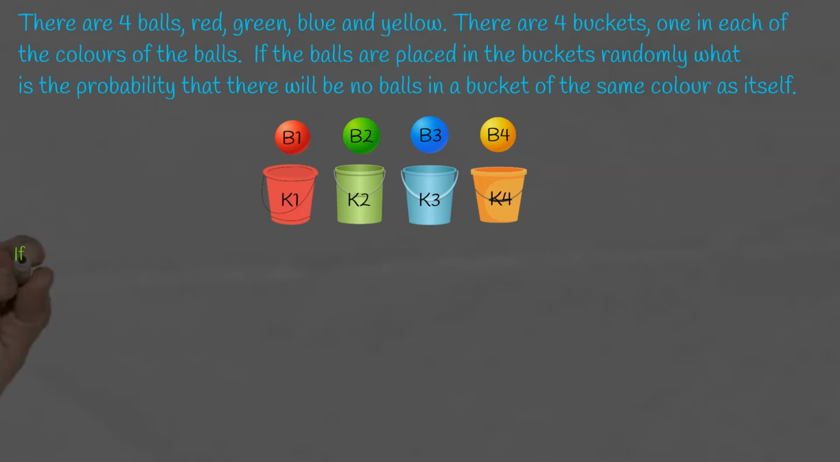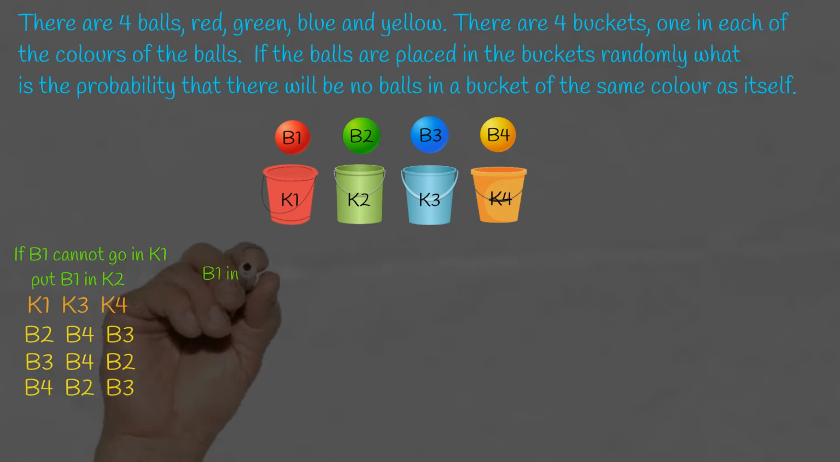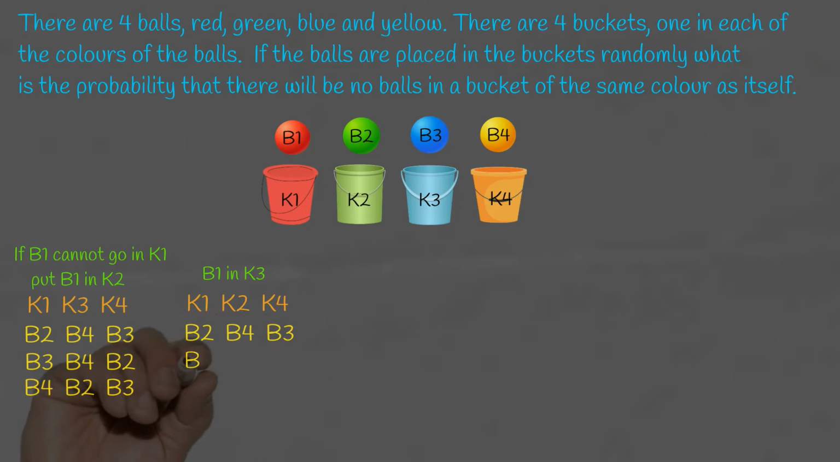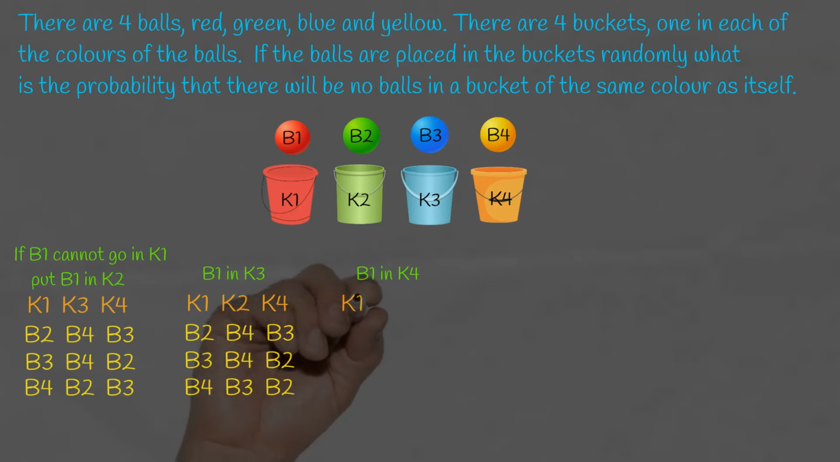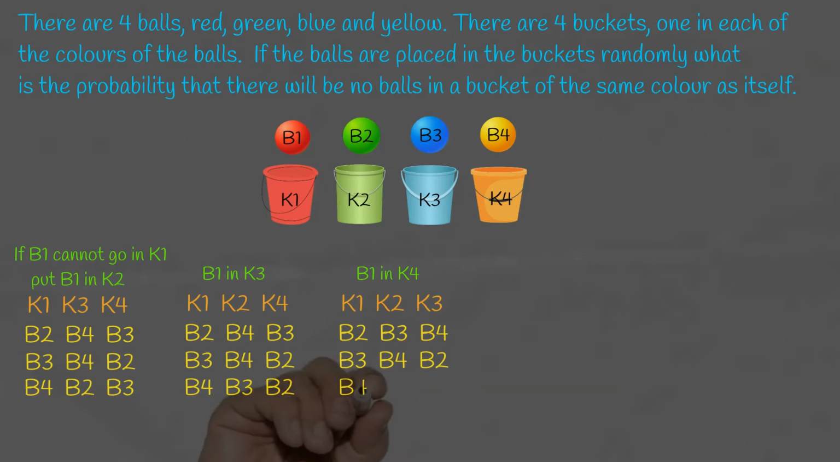Now we know B1 cannot go in K1, so we're going to start by putting B1 in K2. Now if we do that, we can arrange the remaining balls in the following 3 ways, making sure that no ball is in the same coloured bucket. Next we could put B1 in K3, and again we find 3 different ways to arrange the remaining balls, making sure none of them are in the same coloured bucket. And finally we can put B1 in K4 and we get the final 3 arrangements.